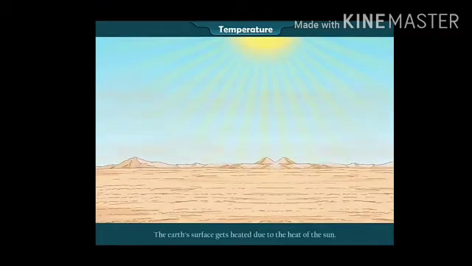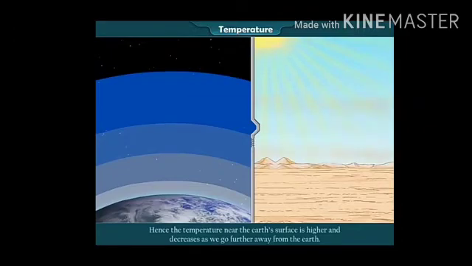The Earth's surface gets heated due to the heat of the sun. Hence, the air near its surface gets heated first. Then, layer by layer, the air becomes warm. Hence, the temperature near the Earth's surface is higher and decreases as we go further away from the Earth.